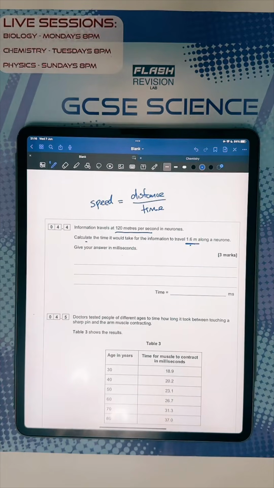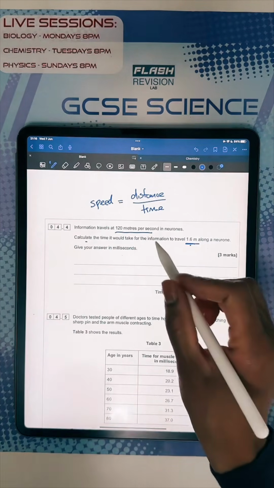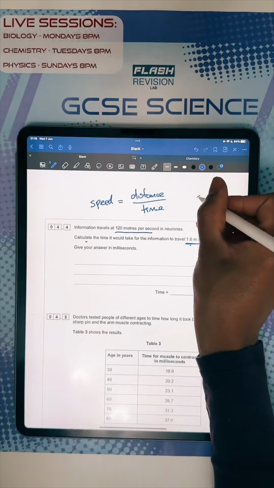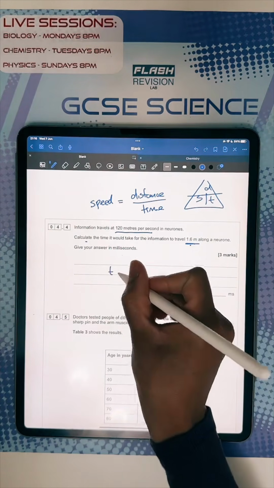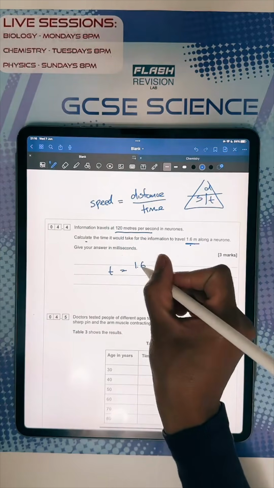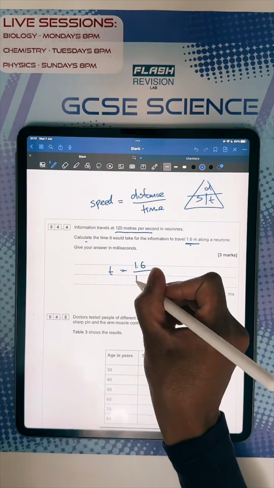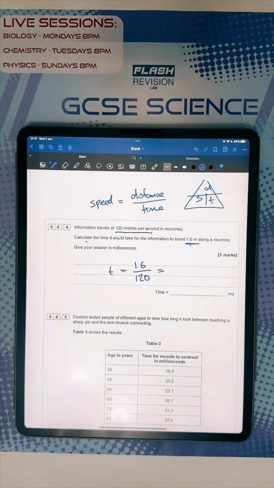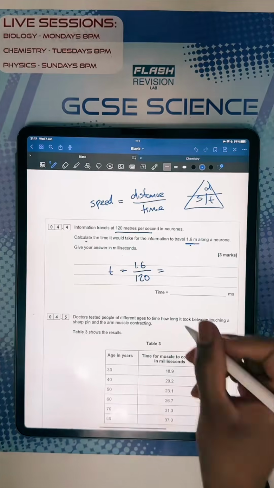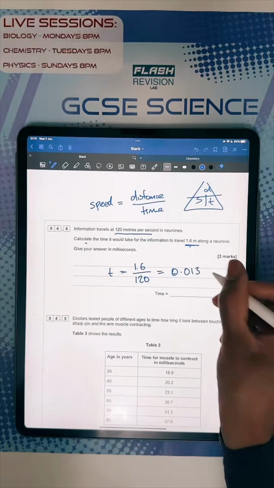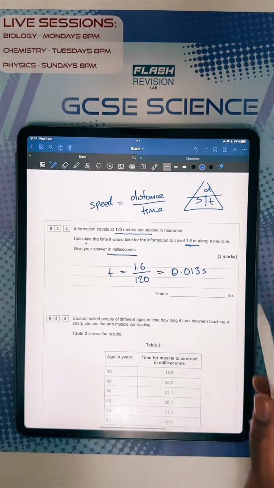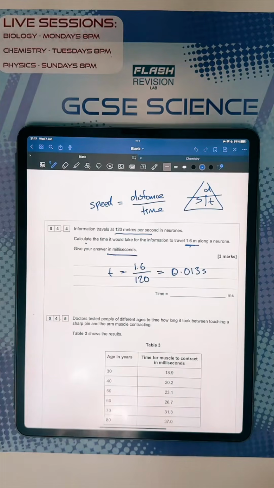So what do we need to do? We need to do the distance divided by speed to rearrange that. This is the triangle. So time is equal to 1.6 divided by 120. So you get 0.013. But that's not the final answer because that's seconds. The question's asking in milliseconds. How do you convert seconds into milliseconds?